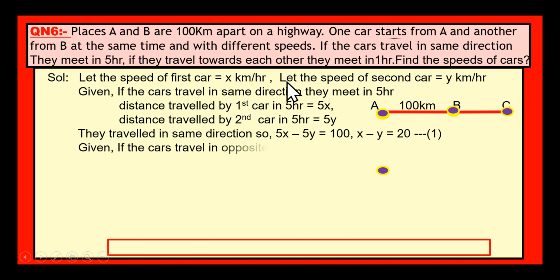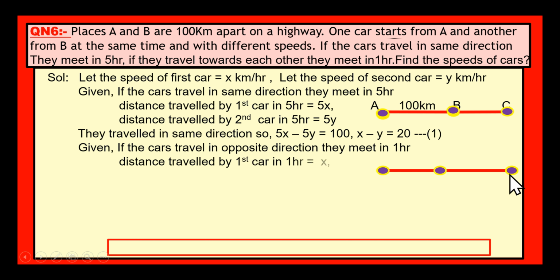Now, it is also given that if the cars travel towards each other, that is, in opposite directions, then they meet in 1 hour. Here this is point A and this is point B. From point A, a car travels towards C for 1 hour and stops at C. And from B, another car starts towards A and stops at C.